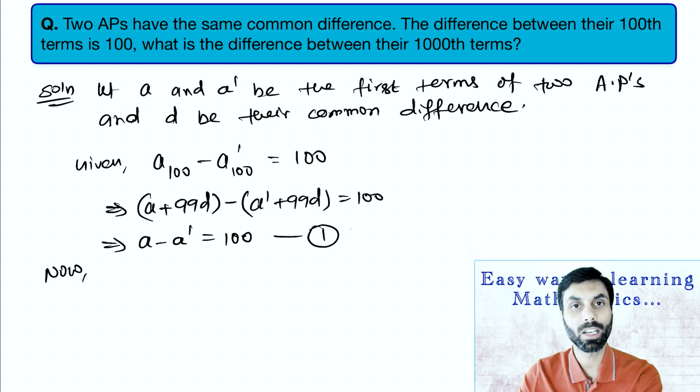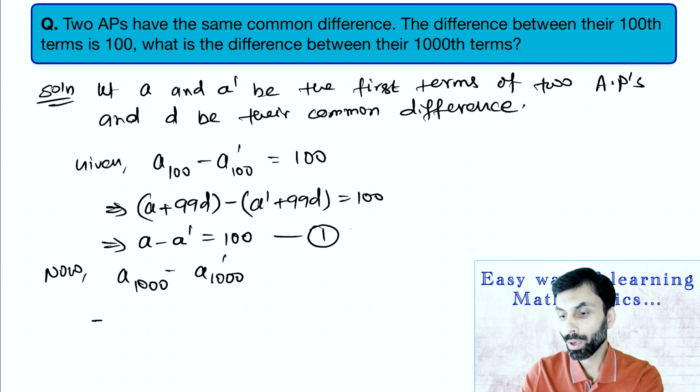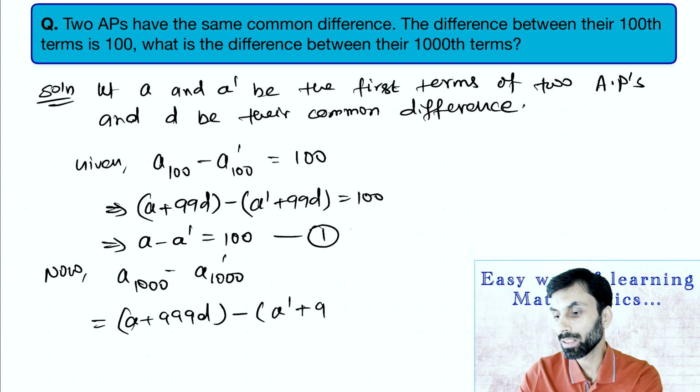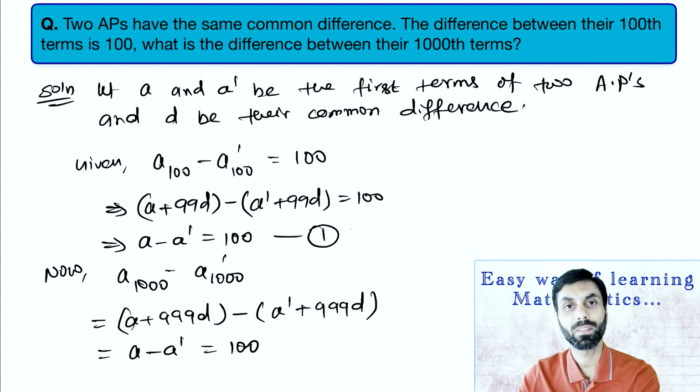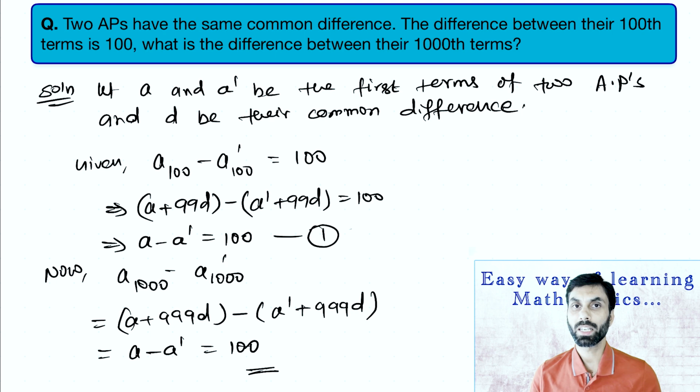Now we have to find the difference between their 1000th terms. So A1000 minus A1000 dash, which will be A plus 999D minus A dash plus 999D. Again on solving here, 999D will get cancelled. We'll get A minus A dash, whose value we already know is 100. And that will be the answer. So in this type of question, whether they say 100th term or 1000th term, the value will be the same.